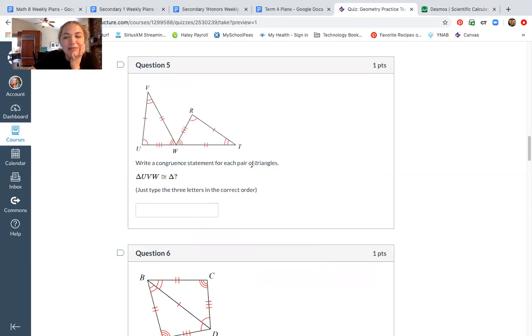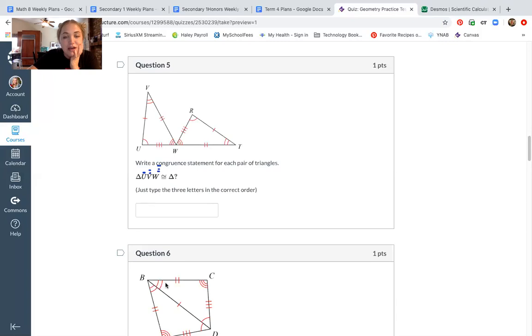Okay, write a congruent statement for each pair of triangles. I gave you U, V, W. And I told you to mark these things up. So notice U has a single arc in it. V had 2 arcs in it. And W here, I'm not looking at that side. I'm just looking at this side for W. It has 3 marks. Okay, now I gotta get rid of that other stuff.